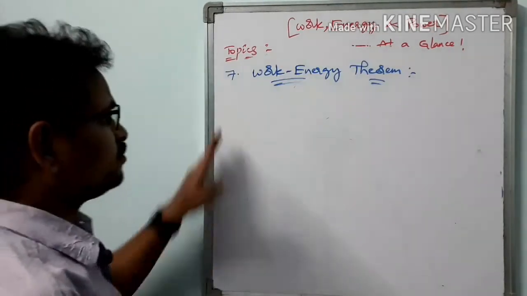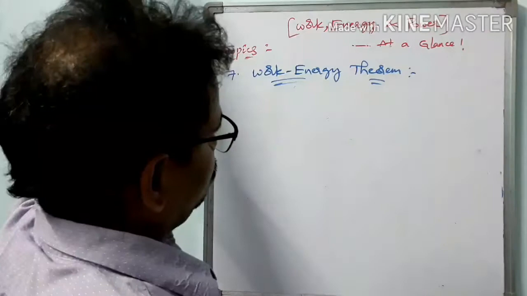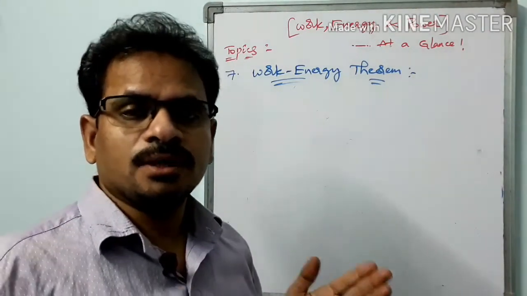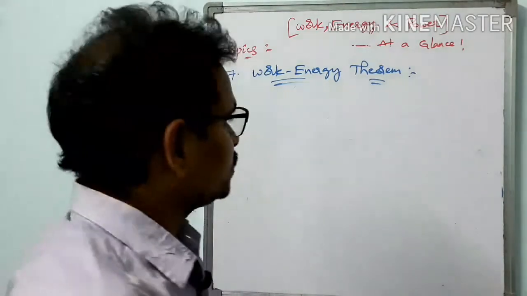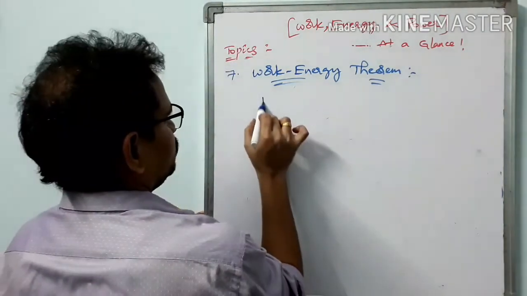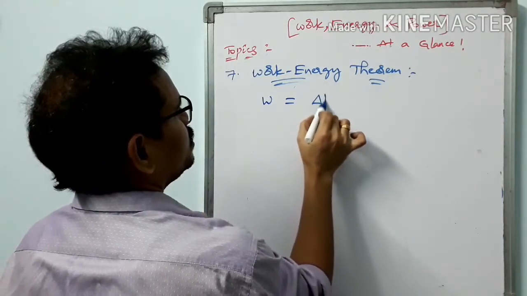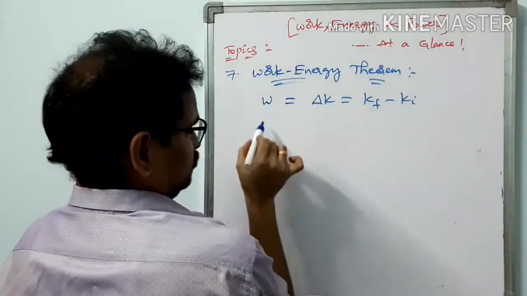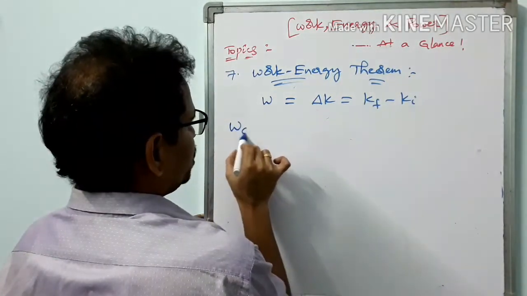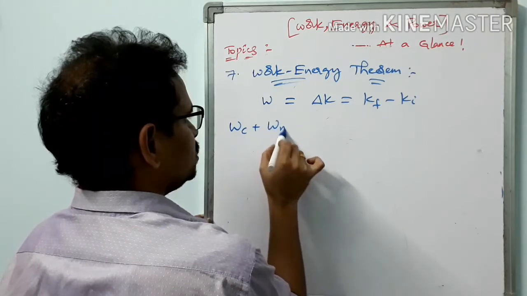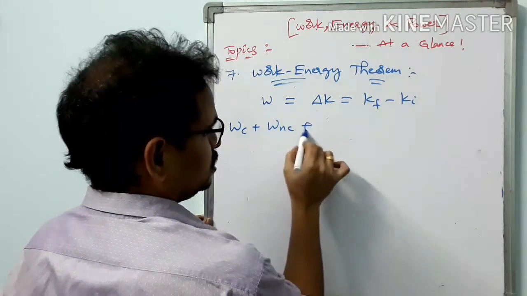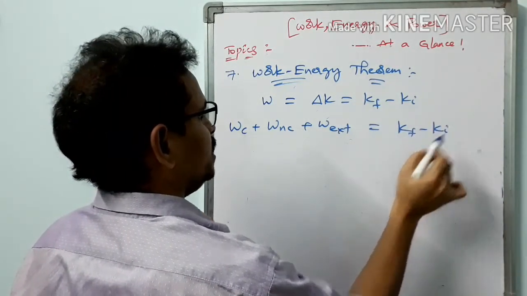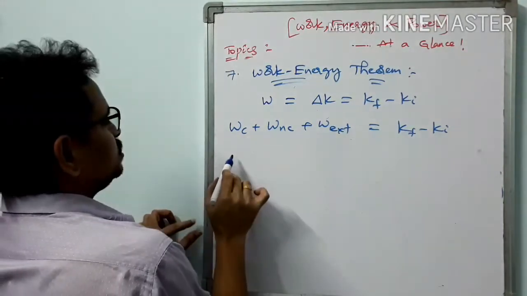Next one, the seventh one, is the work energy theorem. According to this, the work done by all the forces is equal to the change in kinetic energy. So, work done by all the forces W equals delta K, that equals Kf minus Ki. W is the work done by all the forces. What are the forces here? Work done by conservative force Wc plus Wnc, work done by non-conservative force, plus work done by external forces equals Kf minus Ki. What is Wc here?